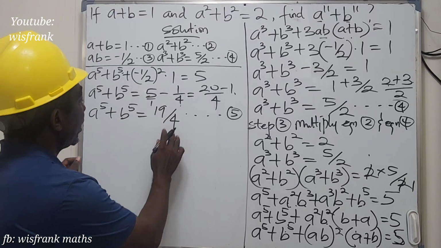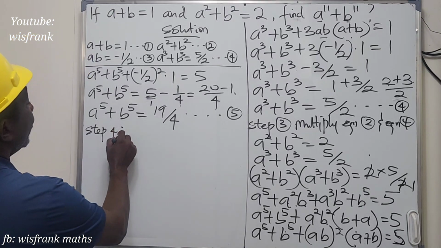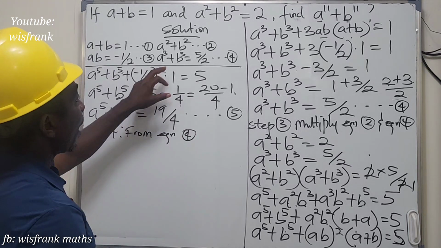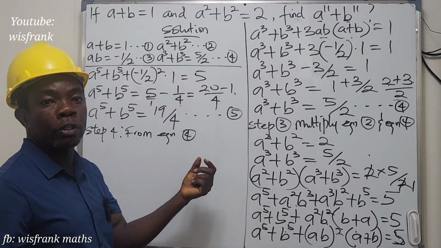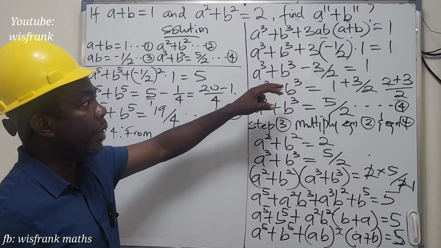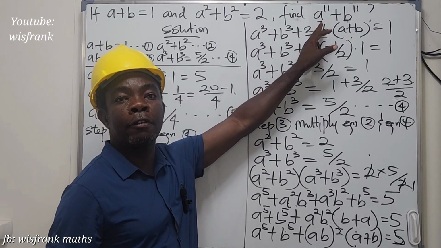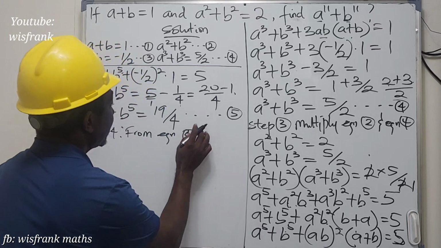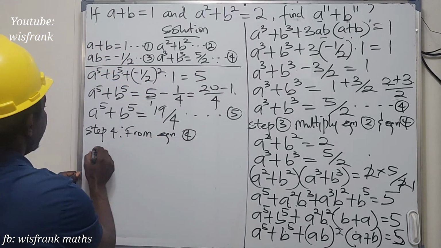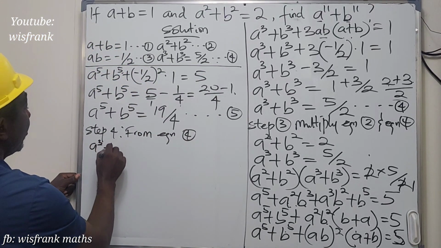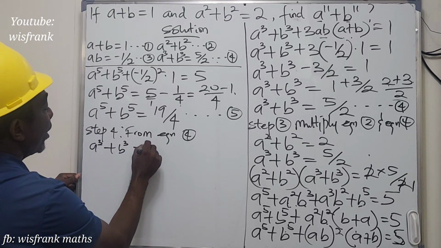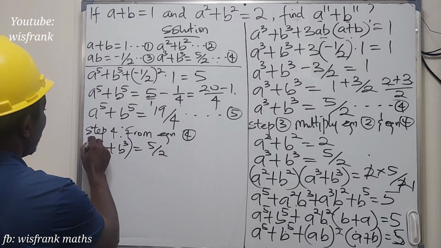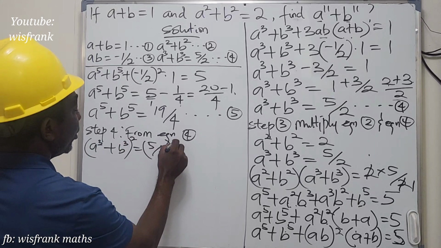So the next step is for us to move to step 4. From equation 4, we are going to square both sides, because our aim is to find a way to have a to the power of 11 plus b to the power of 11. So from equation 4, which is a to the power of 3 plus b to the power of 3 equals 5 all over 2, we are going to square both sides. So this is all to the power of 2 and this is all to the power of 2.